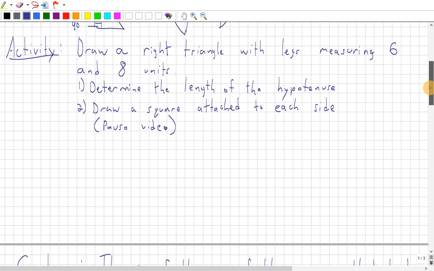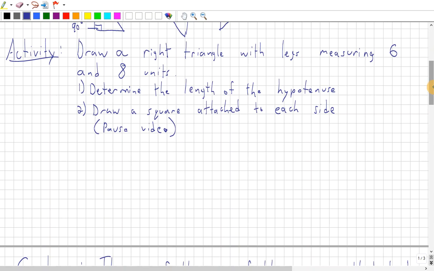So for the first activity I want you to do, and we're going to have to pause the video if you want to participate in the activity, we're going to draw a right triangle with legs measuring 6 and 8 units. Then we're going to determine the length of the hypotenuse by drawing a square attached to each side.